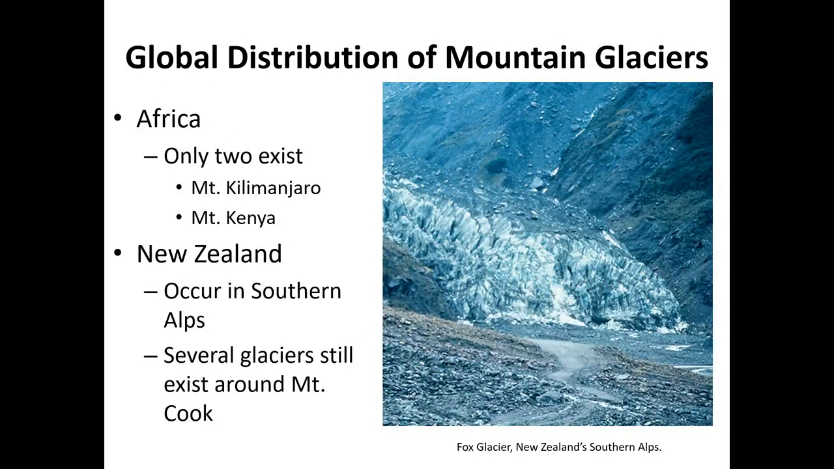So there are a very small number of mountain glaciers in Africa, just two, Mount Kilimanjaro and Mount Kenya. And New Zealand does have quite a few in the Southern Alps, a large mountain range they have in New Zealand. Lots of Lord of the Rings was filmed in New Zealand, a very beautiful, rugged landscape. So some glaciers in New Zealand.